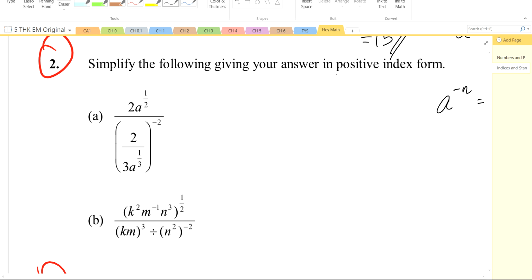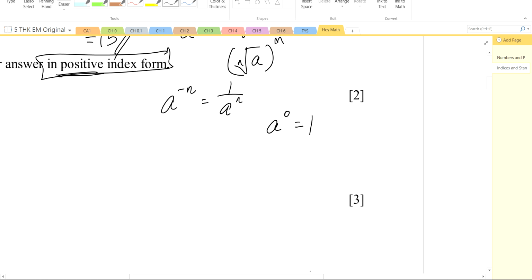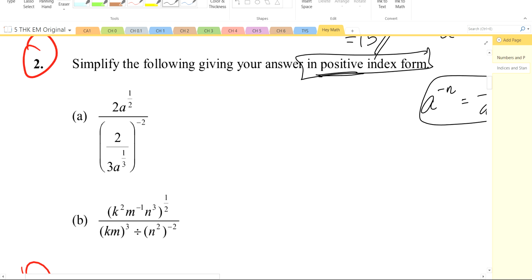Simplify giving your answer in positive index form. Positive index form is a phrase that is going to be seen in our O levels. So you must understand what it means. Can we have negative powers? Cannot. Do you know how to change from negative powers to positive? Yes, there is one over here. A power negative n equals to 1 over a power n. So I change from negative to positive. Okay.